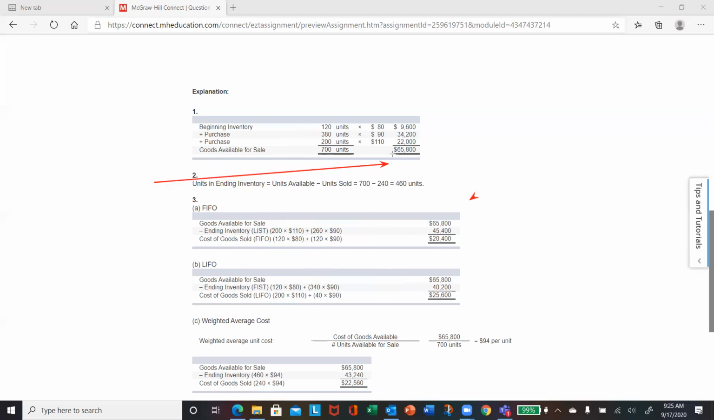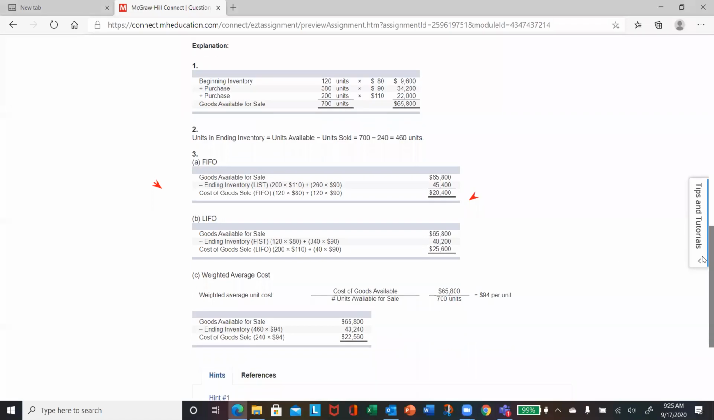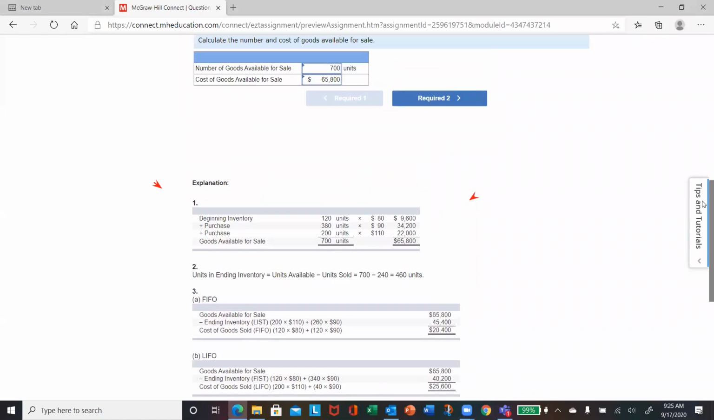For weighted average, you take the 65.8 divided by 700. They're doing that right there. 94 bucks is your average cost. And then down here, they're just showing you respectively, you just take that 94 times your ending inventory units and the cost of goods sold units, and respectively, that would give you your total cost for each of those. Okay, all right, and that's basically the explanation on that.